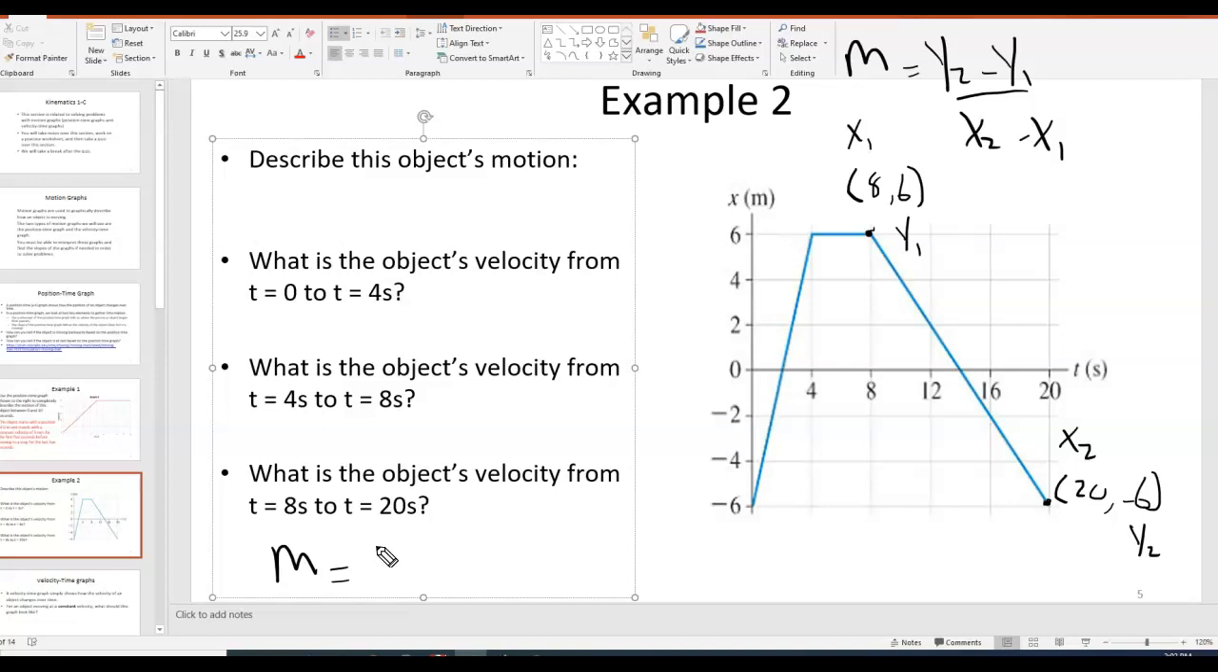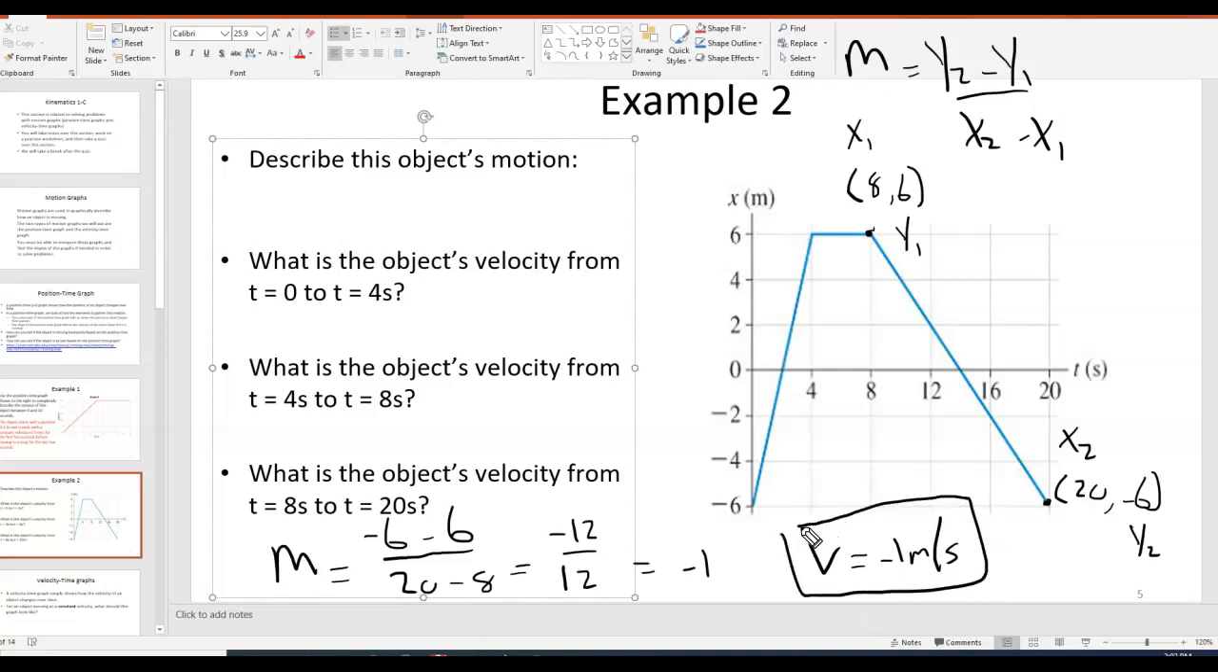y2 minus y1, that's going to be -6 minus 6 divided by x2 minus x1, which is 20 minus 8. The -6 minus 6 is -12. 20 minus 8 is a positive 12. And so that's going to be a slope of -1. And so the velocity is going to be -1 meter per second. So in other words, this object starts off moving forwards, it stops for a few seconds, and then it moves backwards with a constant velocity of -1 meters per second. Okay, so that is the answer to the last part of that question.